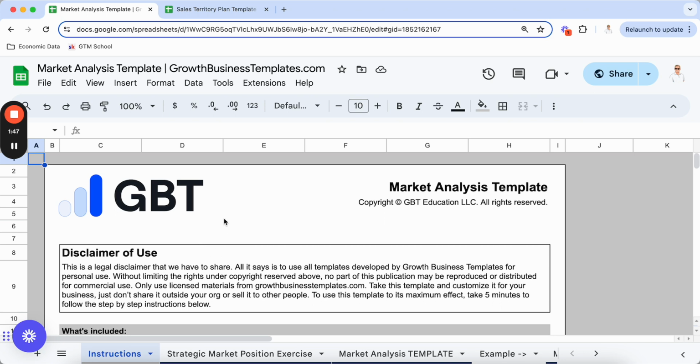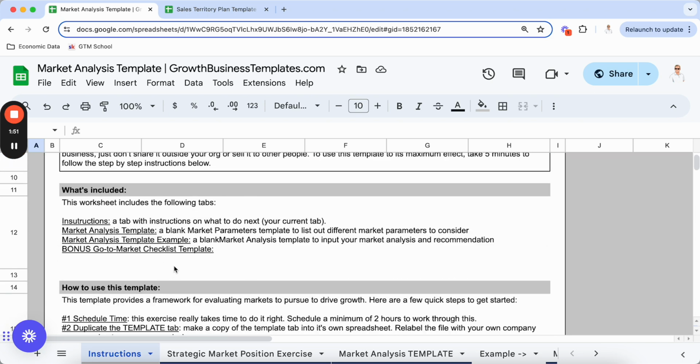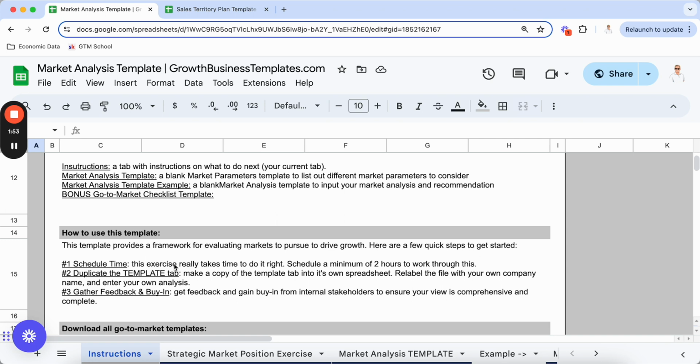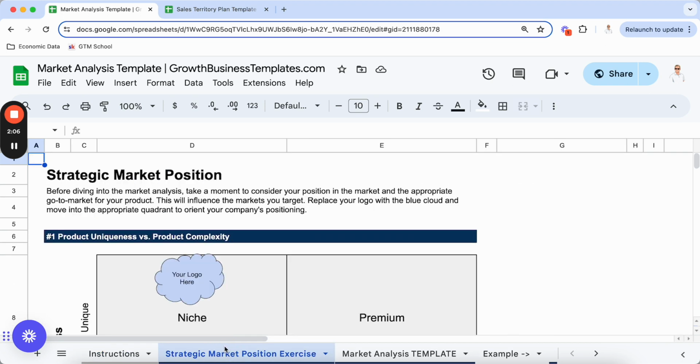So here we go, the instructions tab. This will give you a high-level overview of what's included and how I personally use this template to run our market analysis. I did this for our company that went from 2 to 18 million ARR. I've also used this at our 100 plus million revenue software company now. So I think it can apply to yours.